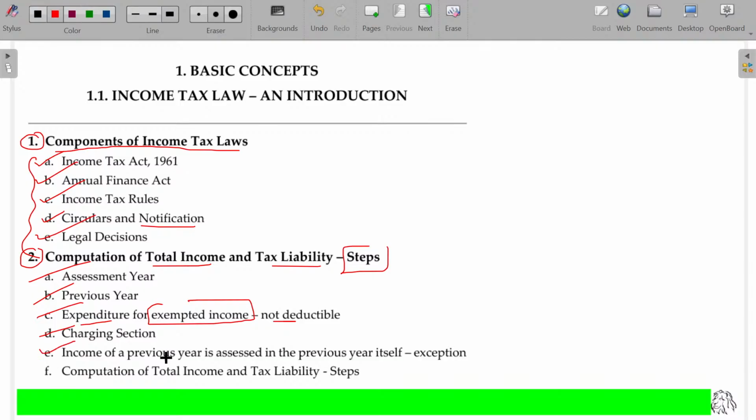And income of the previous year is assessed in the previous year itself, but there may be exceptions also. We have studied under sections 172 to 176, 172, 174, 174A, 175 and 176. Those items we have covered. And the complete steps involved in the calculation of final tax we have also discussed. So these are the 2 blocks we have covered. Clear?